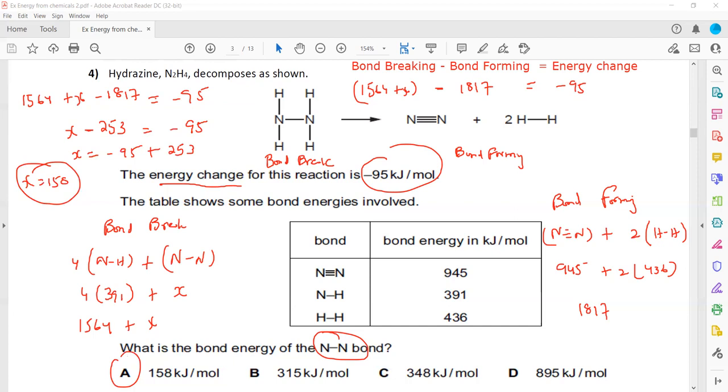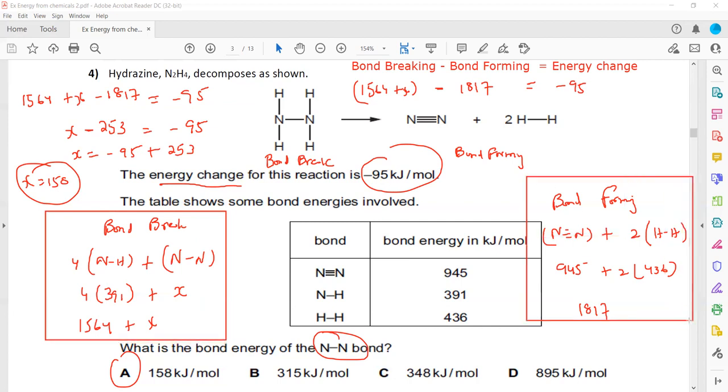Is it clear, the discussion of how we work out the energy of the bond? So first we got the bond breaking energy, then we got the bond forming energy. But in the bond breaking energy, one of the bond energies we don't know. That's why we write that as X. And bond breaking minus bond forming is equal to energy change. So bond breaking was 1564 plus X. Bond forming is 1817. And the energy change is given as minus 95, which shows that this reaction is exothermic. So when we substitute the values and find the value of the unknown, which is X, we'll get 158. That's why A is the right answer.